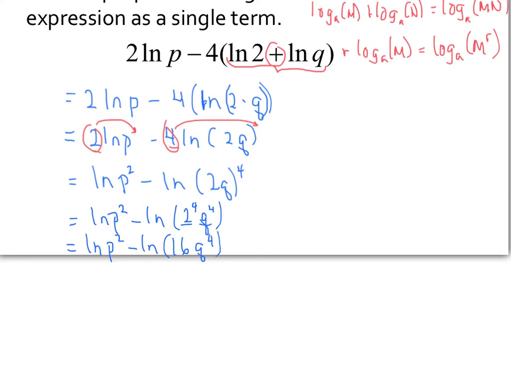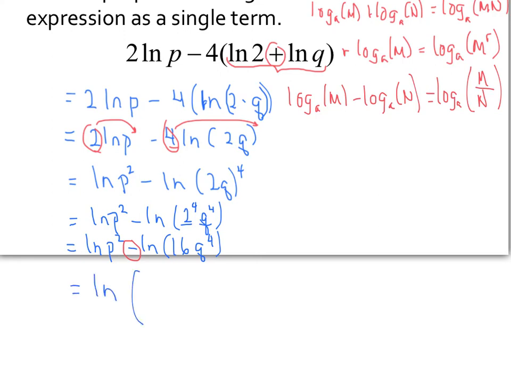And now I go ahead and use the last one. So I use the third property, that if I have the log of a number minus the log of another number, regardless of the base, it's the log of the first number, m, divided by the second number, n. And that's what I have here. I have a subtraction of two logs. And so I'm going to go ahead and say, well, this is the natural log of the first number, which is p squared, divided by the second number, which is 16q to the 4th. And sure enough, this is the correct answer. So hopefully this helps. Good luck with your homework.